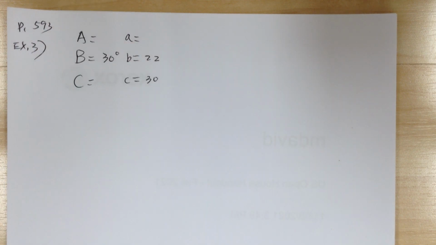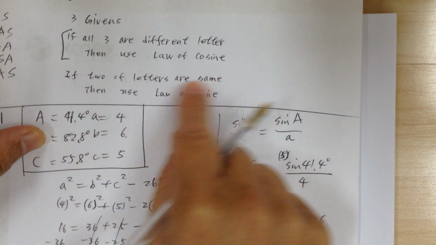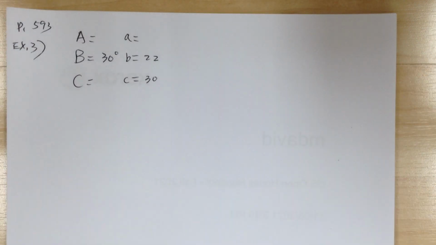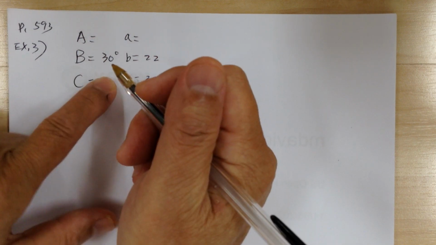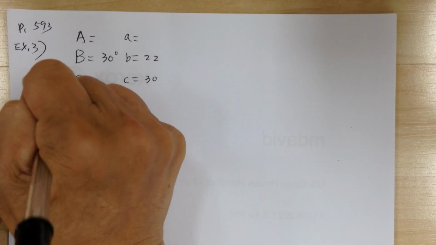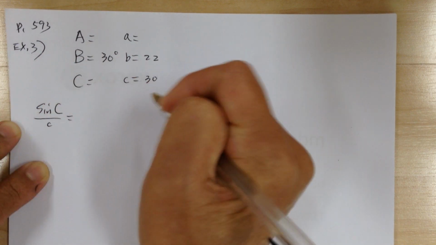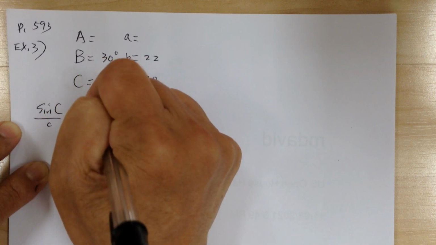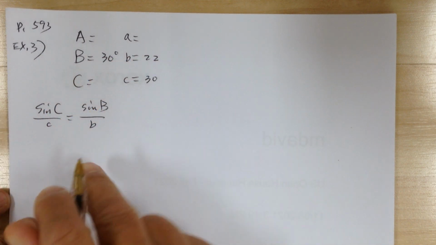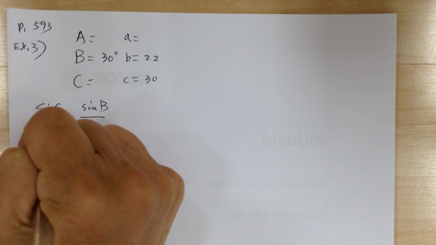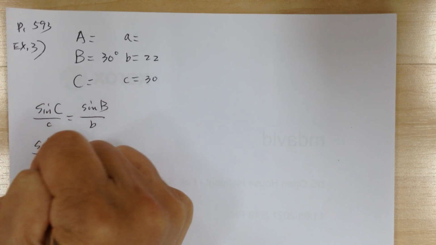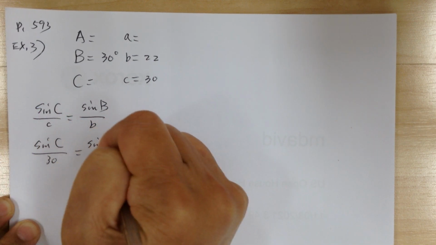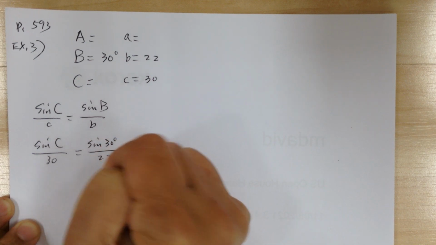Okay, so again, you have two of the same letters. So remember what we're talking about: if two letters are the same, then you have to use the law of sine. So you have to find C. So you're going to get sine C over small c equal to sine B over B. That's going to substitute. So you get sine C over 30 equal to sine of 30 degrees over 22.